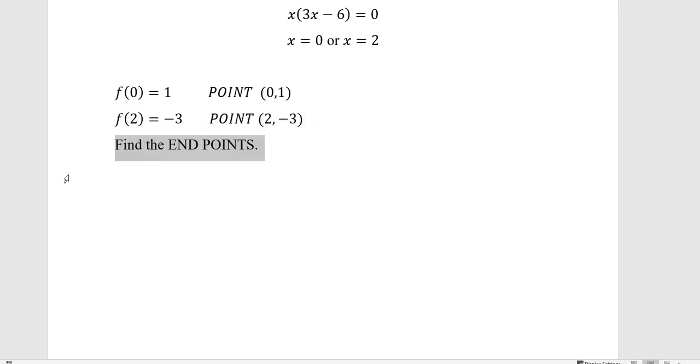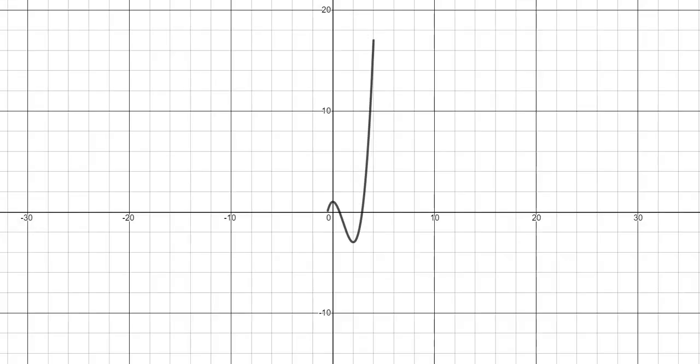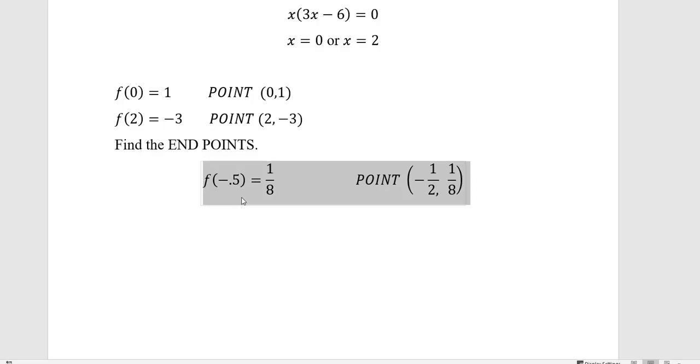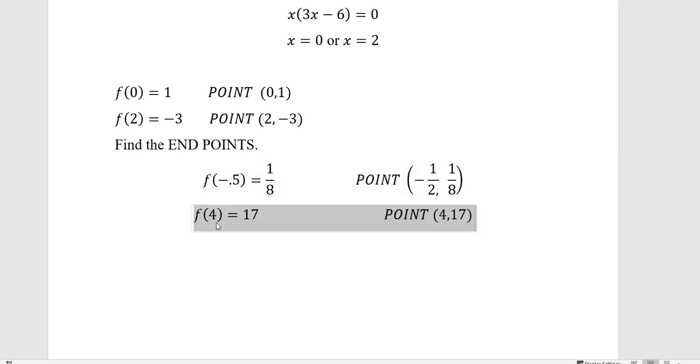The next thing I need to do is find the endpoints of my function. Let's look at a picture. We found the critical points. The first one was (0, 1). The second was (2, negative 3). But now we need to figure out what the value of each of these endpoints are. The first endpoint is when I plug in negative 1/2. I get 1/8. So that's the point (negative 1/2, 1/8). Then I plug in the endpoint 4. So I get f of 4 is equal to 17. And that corresponds to the point (4, 17).